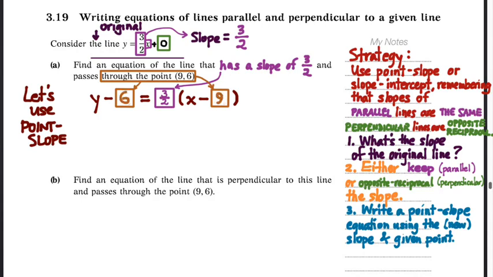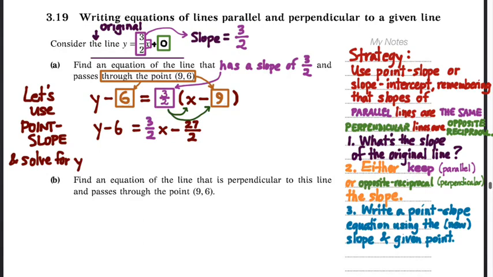And there is an equation for this line. Of course, if we want to simplify this further to solve it for y, we can do that. It's always a good practice to do. So we'll distribute the 3/2 on the right-hand side to get 3/2 x minus 3/2 times 9, which is 3/2 times 9 over 1, which multiplying straight across gives us 27 over 2.